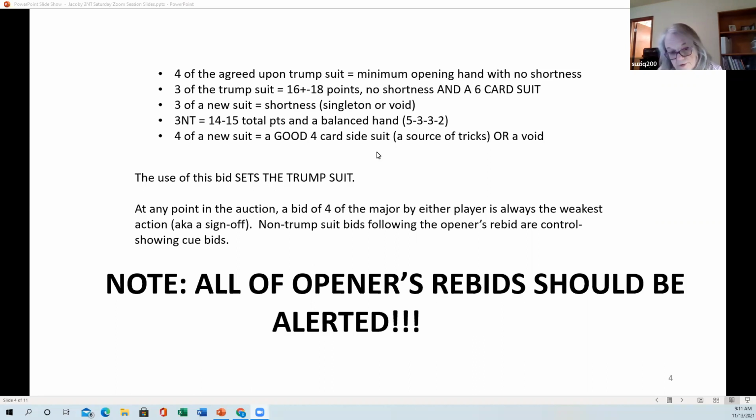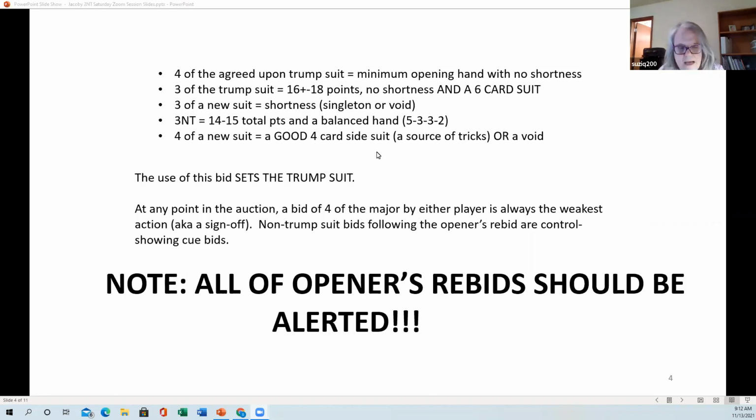Now then, the other thing that 4 of a new suit can show is a void. There are some people who like to play that 3 of a new suit is a singleton and 4 of a new suit is a void. Now, obviously, if you have a 5-card major suit and a second 5-card suit somewhere, you have shortness in your hand. It's just that responder doesn't know where it is. And this is the choice of the people who play the convention. I play that the bid of the suit at the 4 level shows a void.